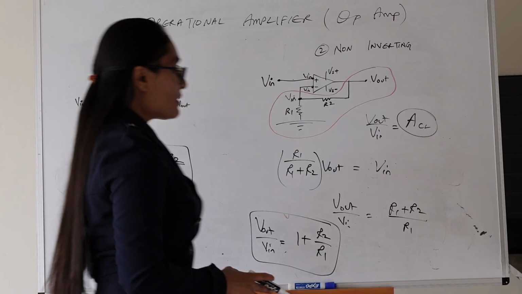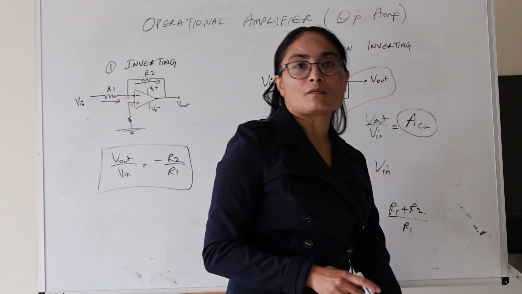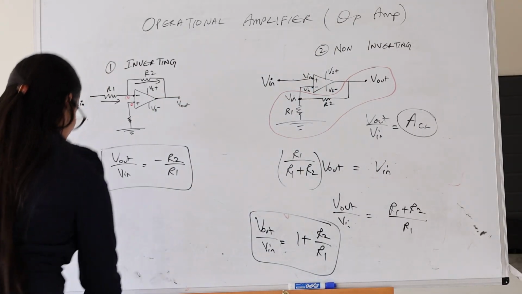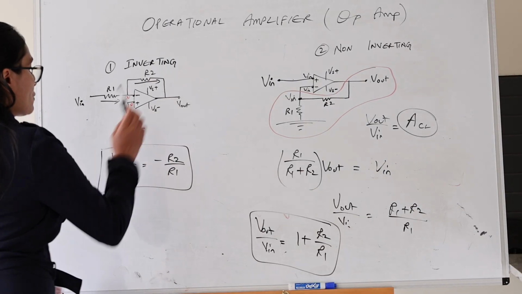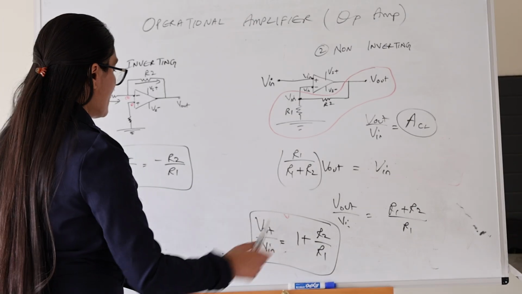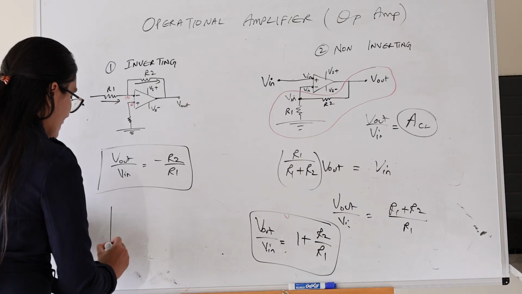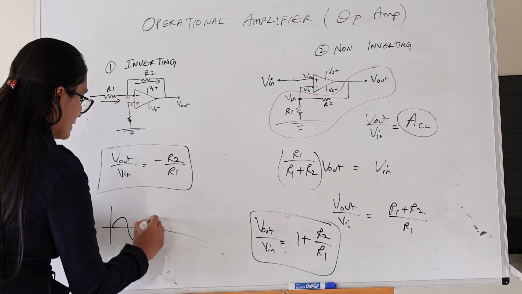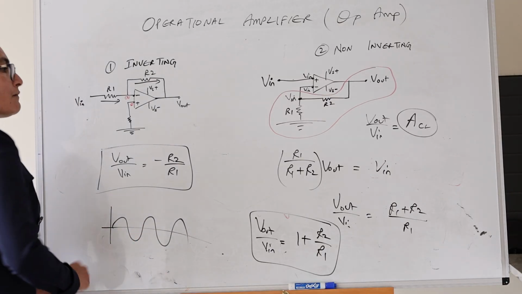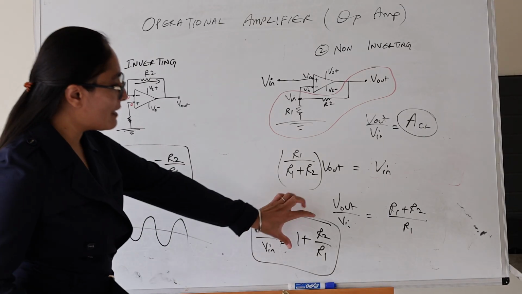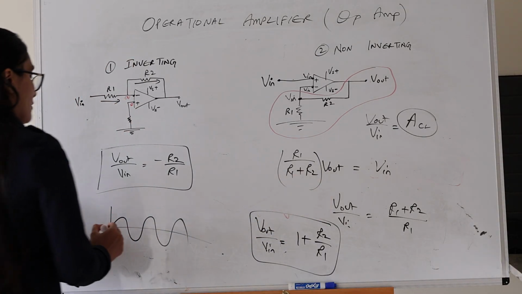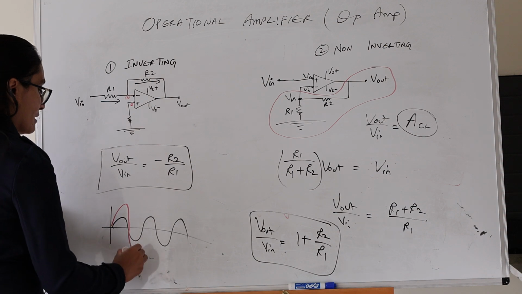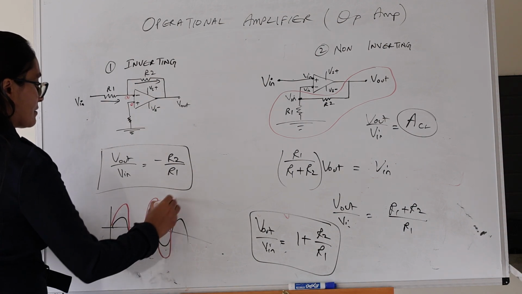So again, if we want to understand what kind of output we will see from this amplifier, we will see similar to what we saw here, but non-inverting. So let's say the input Vin is like this. The Vout would be amplified by this much and will be in the same direction. So you have Vout that is like this.